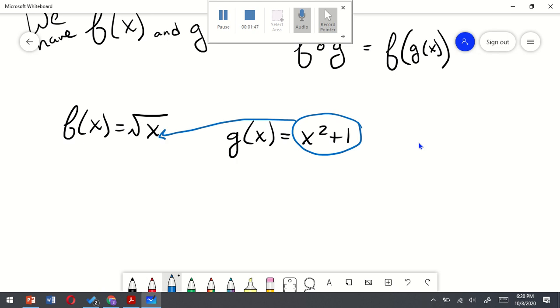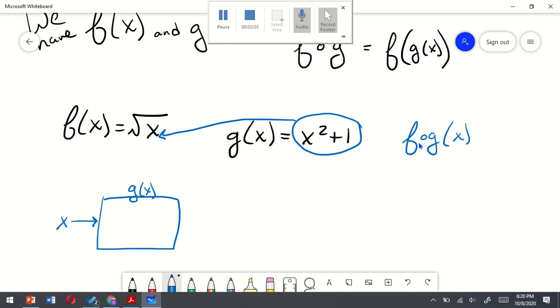Using the machine diagrams, usually in the book they have boxes, and then they show I'll start with an x, and I plug it into the machine that represents g of x. This is for composition f of g of x. Usually we use the composition symbol, that little open circle, but it can be written with the parentheses as well.